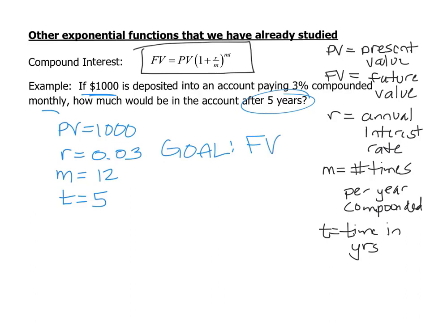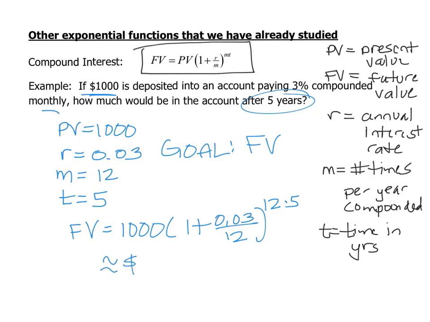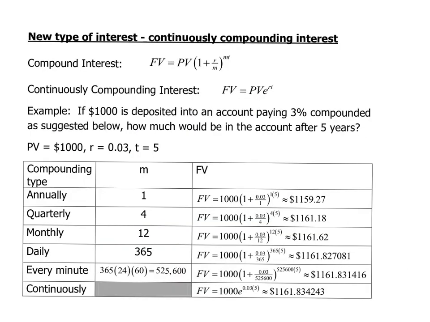So if I plug everything into that formula up at the top of the screen, we're going to have 1,000 times (1 plus 0.03 divided by 12) to the 12 times 5. And this is approximately $1,162.62. We also have a new type of compound interest, and it's called continuously compounded interest. Let's look at a couple of examples of types of compounding and see what's going on here.